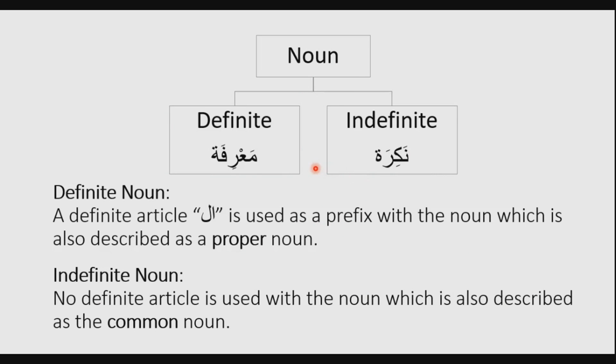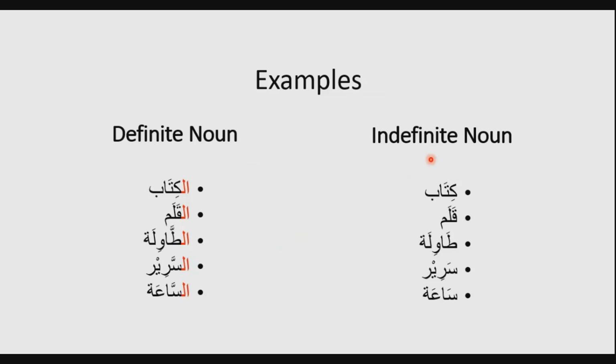Noun is described in two ways, definite and indefinite noun. Maybe you have gone through English grammar too, like proper noun and common noun. It's almost the same. For a definite noun, a definite article, alif lam, is used as a prefix with the noun, which is also described as proper noun. And an indefinite noun has no definite article, and it is called a common noun. Examples of indefinite nouns: kitab, qalam, tawila, sari, sa'ad. But for the definite noun, you just add alif lam to the beginning.